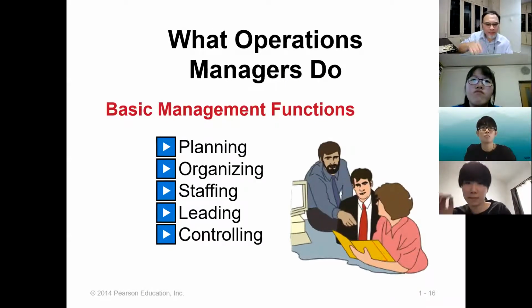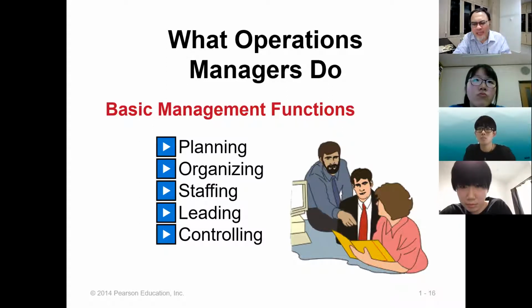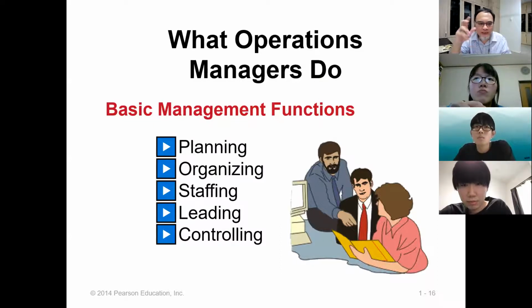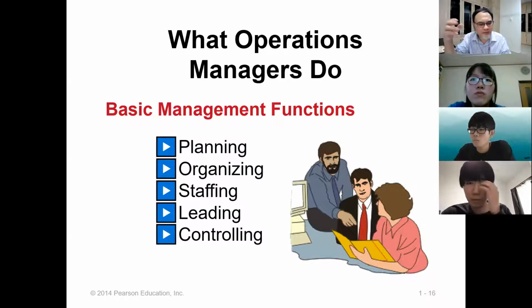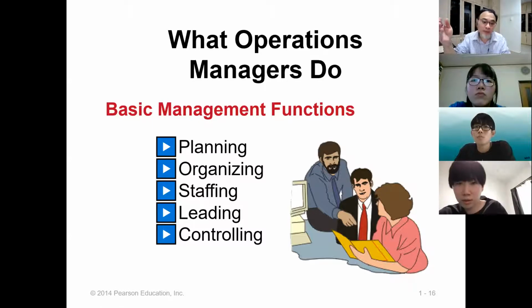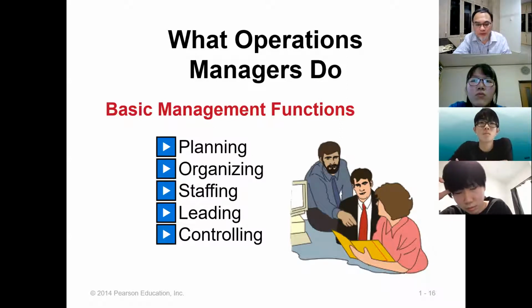So what do operations managers do? Well, in general, these are the basic management functions, correct? Planning, organizing, staffing, leading, and controlling. Planning is to determine what the strategies are. It involves strategic planning, long-term, medium-term, short-term. And for short-term you also need to plan your resources and so on.